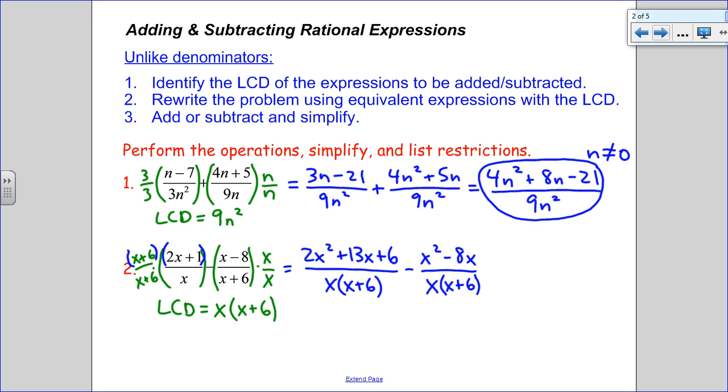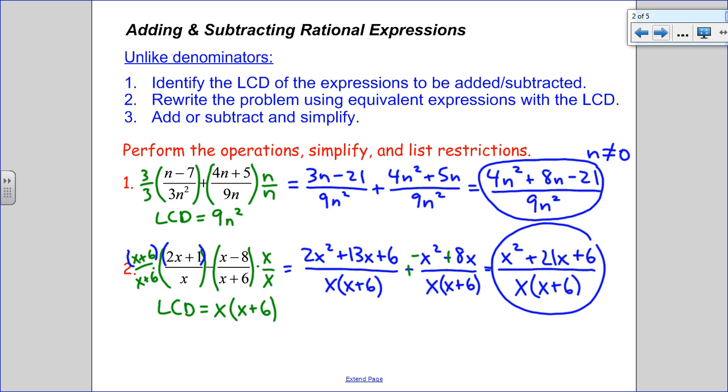Now note that we are subtracting that binomial x squared minus 8x, so we can add the opposite of that binomial. And then combining like terms, we have 2x squared minus x squared, so we get x squared, 13x plus 8x, 21x, and then plus 6 for the numerator, and our denominator is x times the quantity x plus 6. Once again, no common factors, so we simply state our answer and note the restrictions. x cannot equal 0 or negative 6.